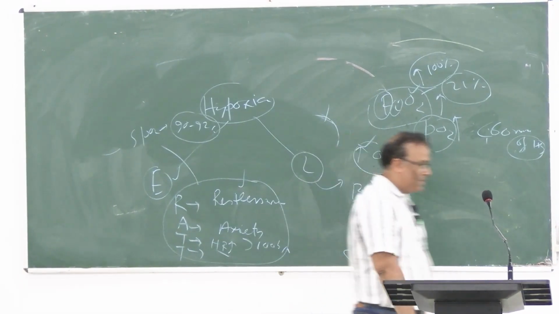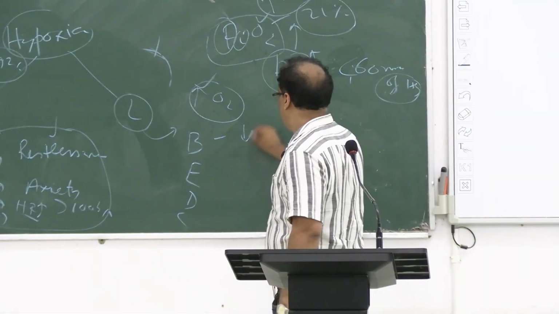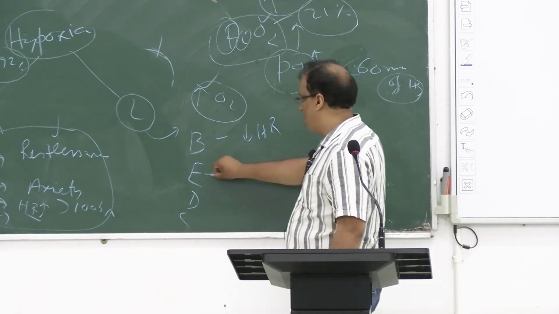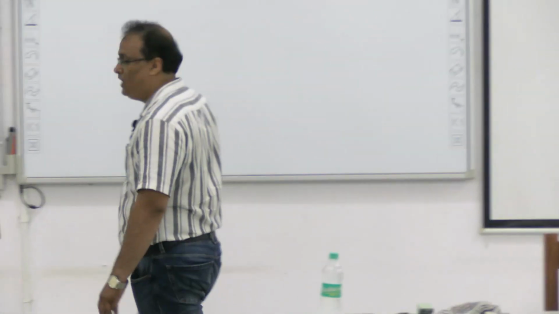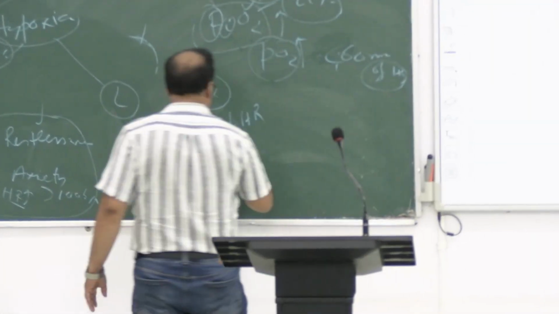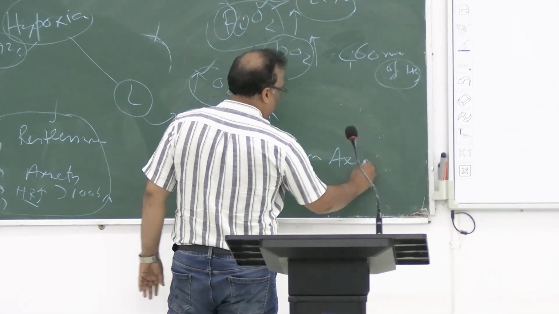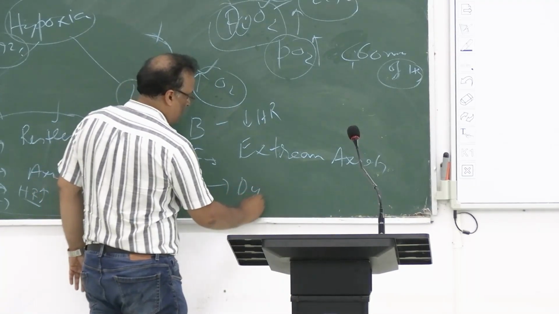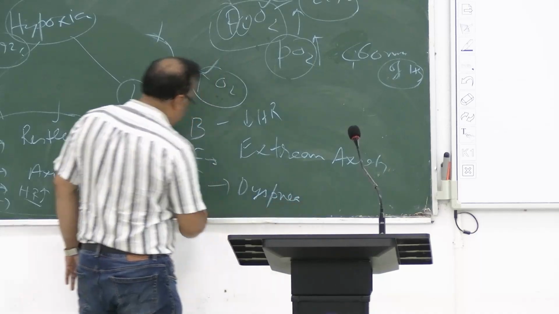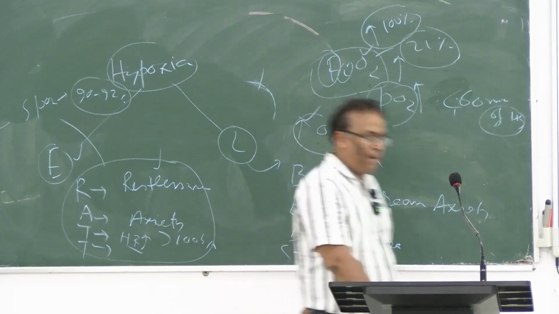In the late phase it is BEDC. B for bradycardia, understood? In the early phase there was tachycardia, but in the late phase that is bradycardia. That is a late phase feature of hypoxia. E for extreme anxiety. D for dyspnea, breathing difficulty has started. And C for cyanosis. The cyanosis of hypoxia is dangerous.